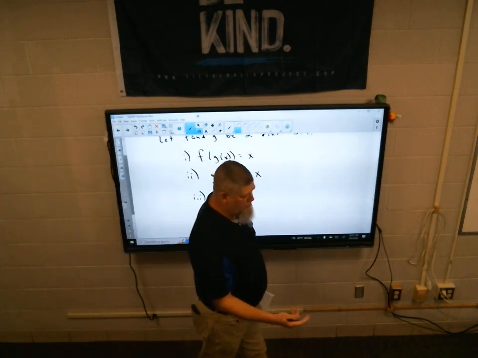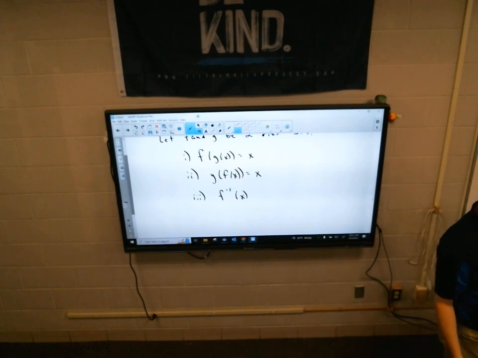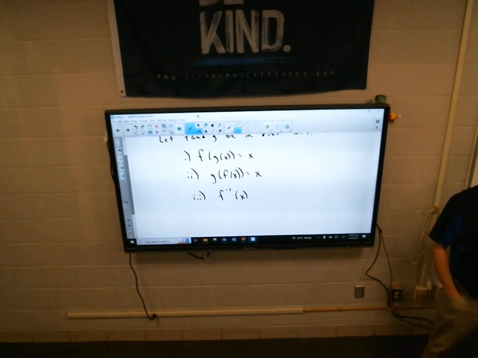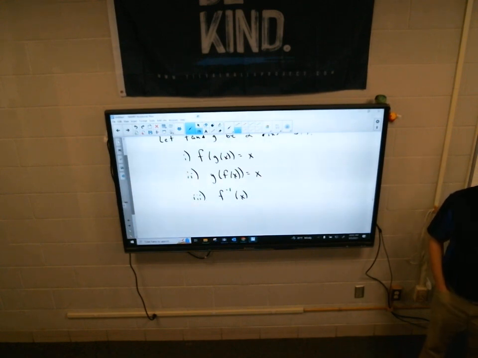Now, what does an inverse do? What's the inverse operation of addition? What do they do to each other? Cancel each other out. What are the other inverse operations? Multiply and divide. Another one? I'll give you one. Square and square root. So then what's the other one? Cube and cube root. Very good.